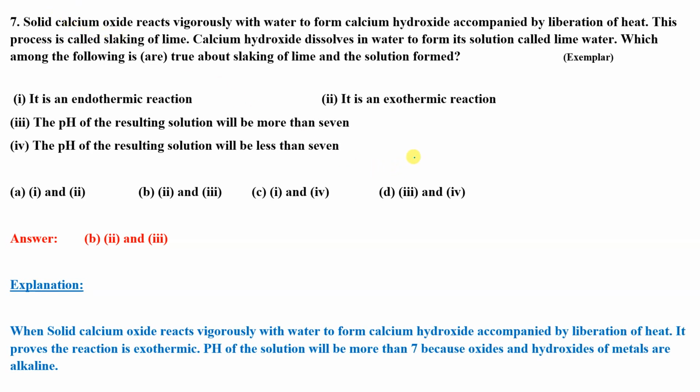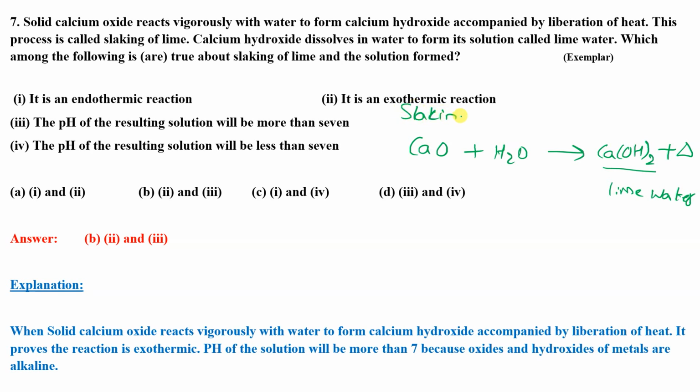Solid calcium oxide vigorously reacts with water to form calcium hydroxide, which is accompanied by liberation of heat, that is plus delta. This process is called slaking of lime. The calcium hydroxide dissolves in water to form a solution called lime water. Which among the following is true for slaking of lime? The process name is slaking of lime. The substance formed is lime water.